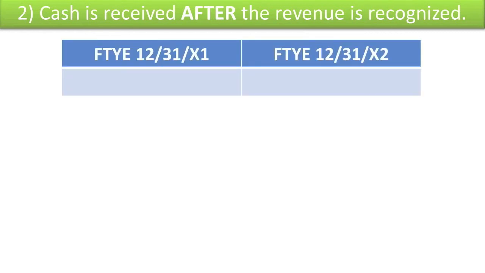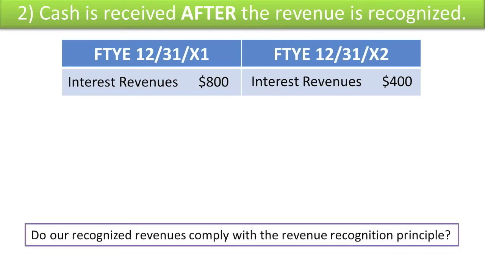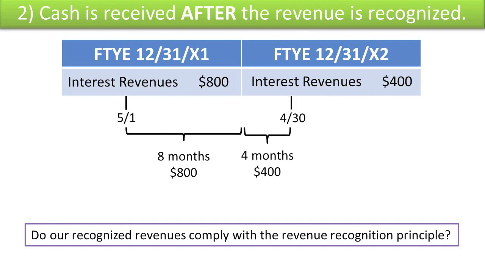Now let's step back and look at it. Did we get the interest revenue recognized in the correct accounting periods? In X1, we recognized $800 of interest revenue, and X2, we recognized $400 of interest revenue. Do our recognized revenues comply with the revenue recognition principle? If you look at the timing in our diagram from before, we showed that $800 should have been in X1 and $400 should be in X2 for a total of $1,200 over the 12-month period. And yes, we did comply.